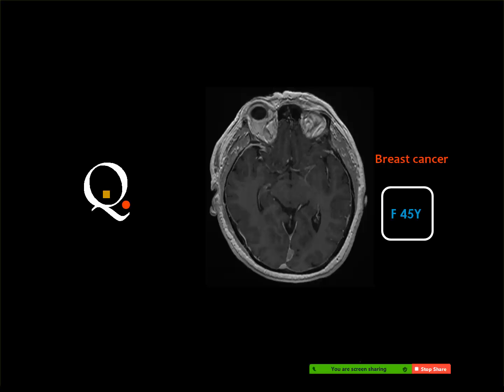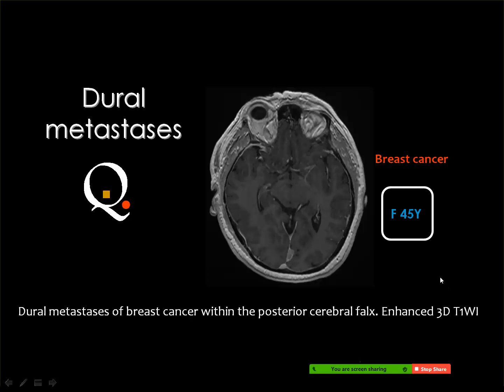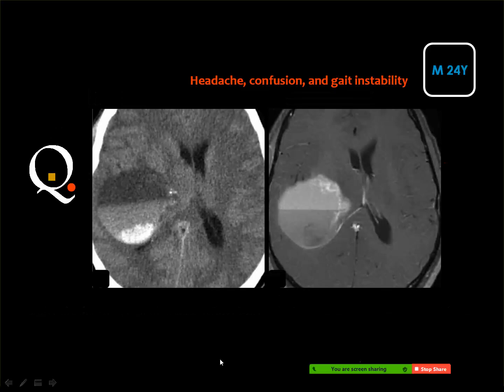Plaque meninges due to metastasis. Okay, this is meningeal metastasis, and where are the metastatic deposits? This is one, and the diffuse meningeal enhancement in the presence of a known malignancy, you consider that meningeal carcinomatosis.